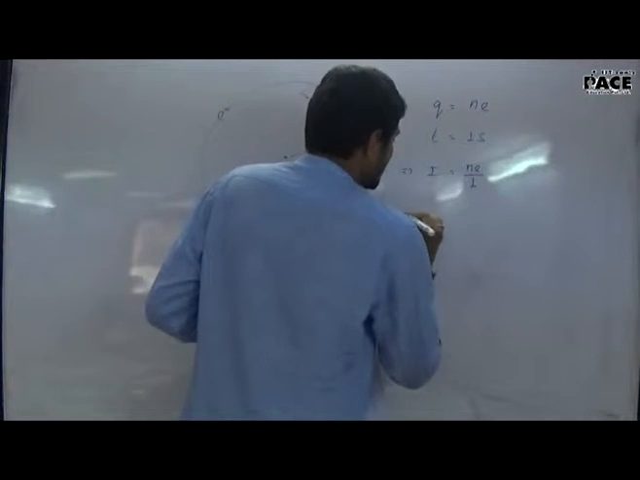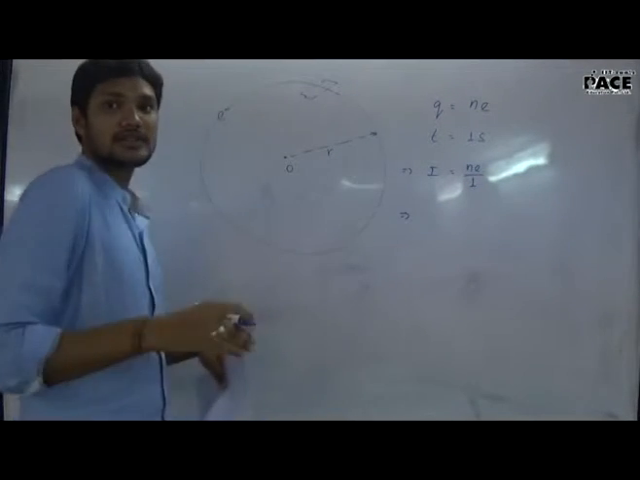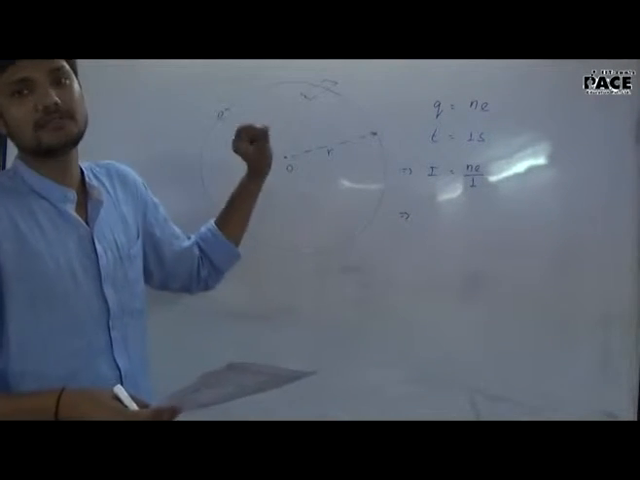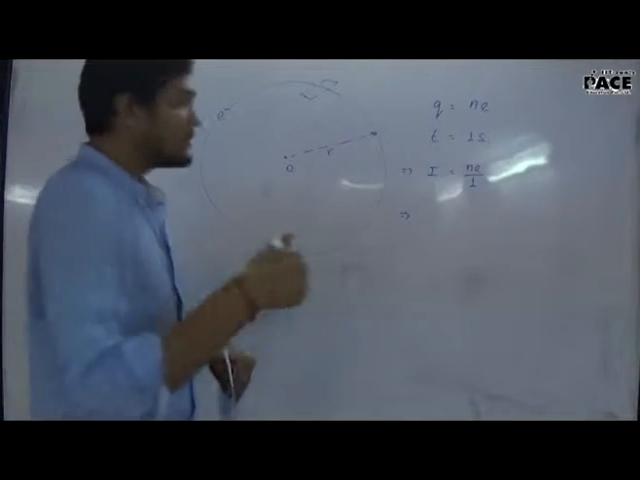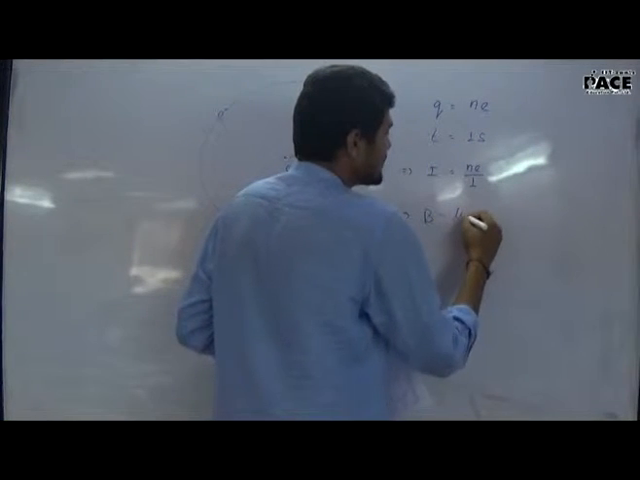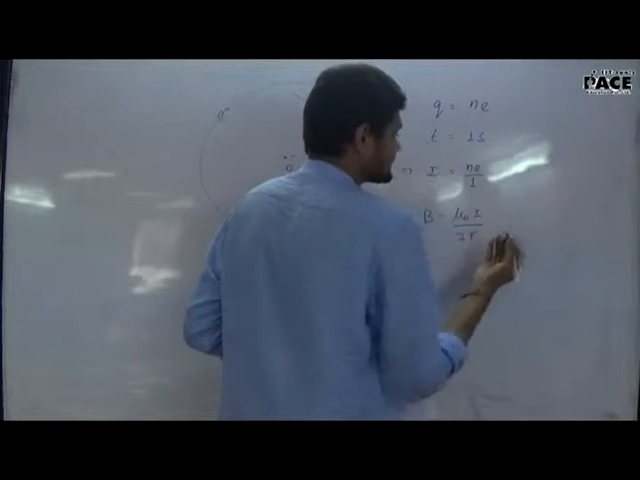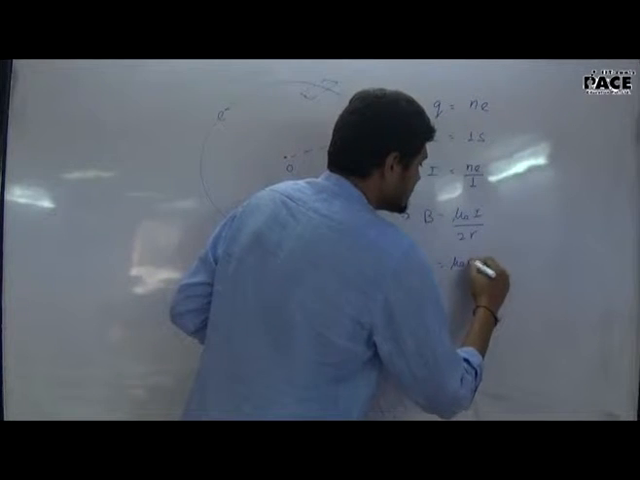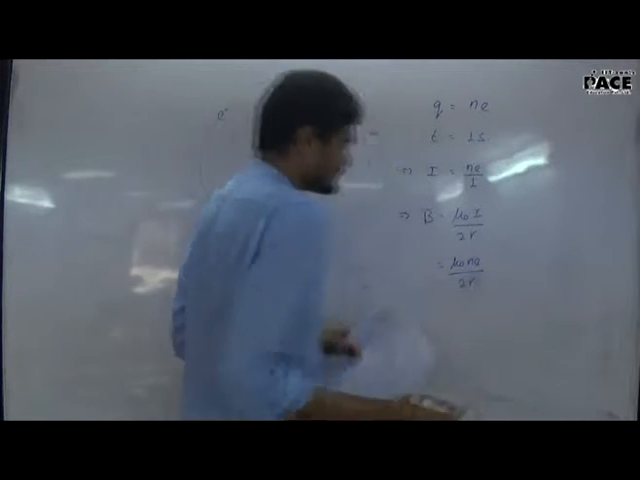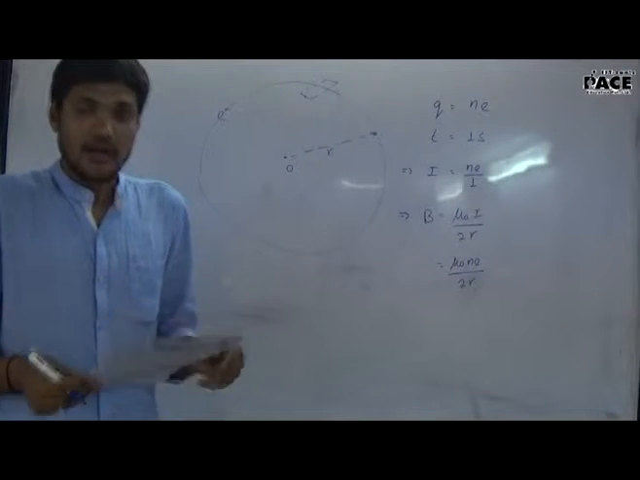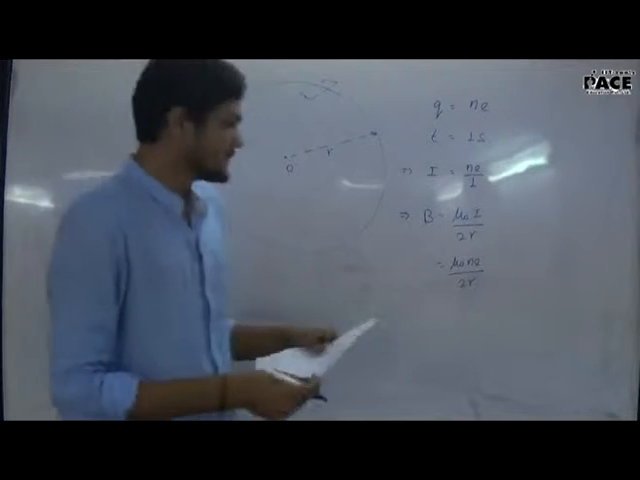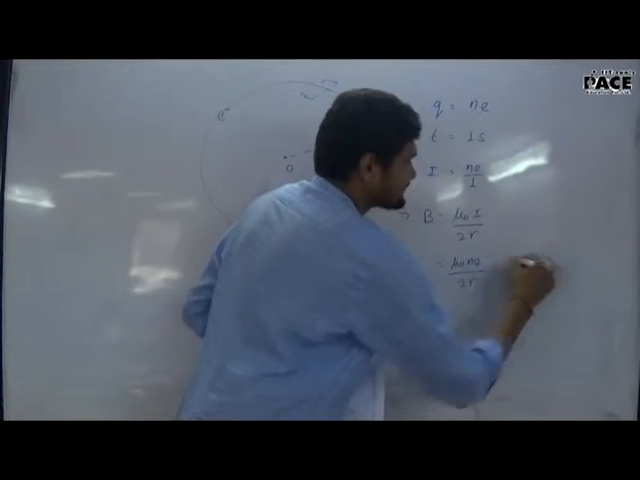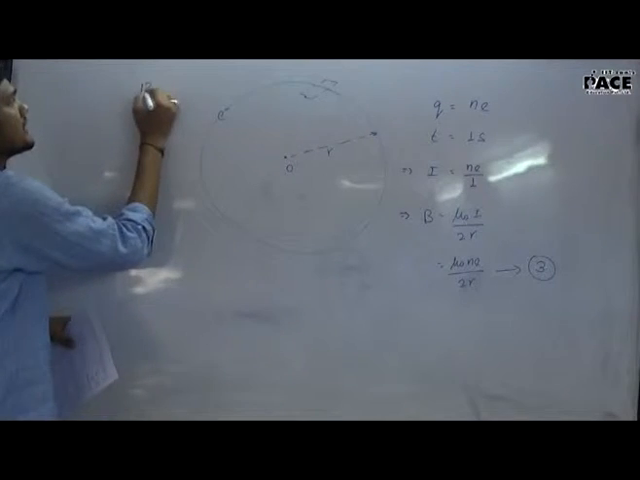This implies that it's similar to a circular coil whose radius is r and the current passing through the coil is I. And we know the magnetic field produced by a circular coil is nothing but mu naught I upon 2r. Just put the value of I from the earlier equation, and you'll get mu naught into Ne upon 2r. Okay, so as we see, option 3 resembles this equation. So option 3 is correct. This was question number 136.